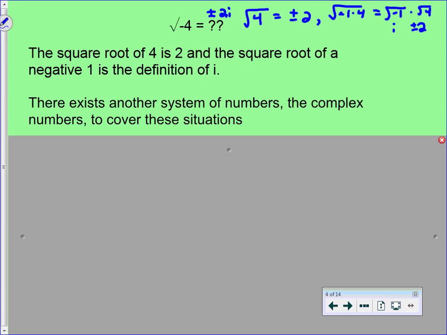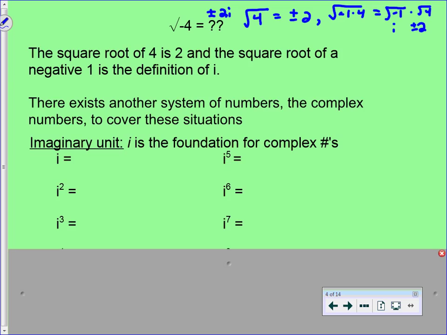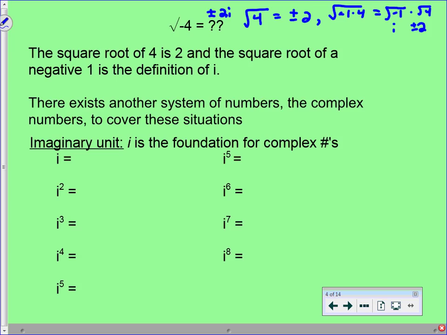So we're going to use that background information to get into something called a complex number. There exists another system of numbers, the complex numbers, to cover situations that have this good old imaginary unit, our i. So our i is the foundation for all complex numbers. A complex number, which we'll get to in a little bit, has an imaginary part and a real part. But before we get too deep into that, notice here how I have i to the first, second, third, fourth, all the way up to i to the 8th power.